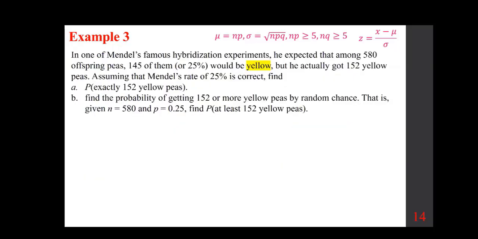In one of Mendel's famous hybridization experiments, he expected that among 580 offspring peas, 145 of them, or 25%, would be yellow, but he actually got 152 yellow peas. Assuming that Mendel's rate of 25% is correct, find A, the probability of exactly 152 yellow peas, and B, find the probability of getting 152 or more yellow peas by random chance. That is, given n is equal to 580 and p is equal to 0.25, find P of at least 152 yellow peas. We are looking at what type of distribution?